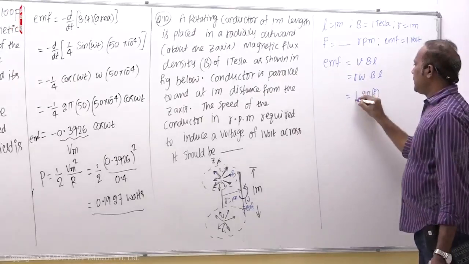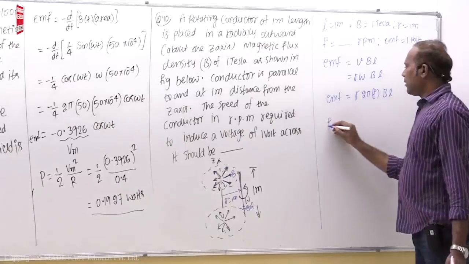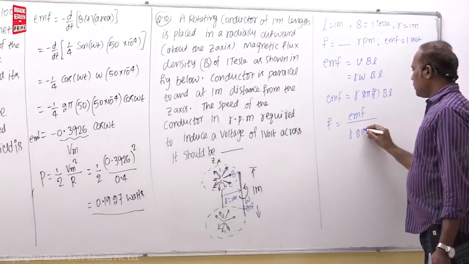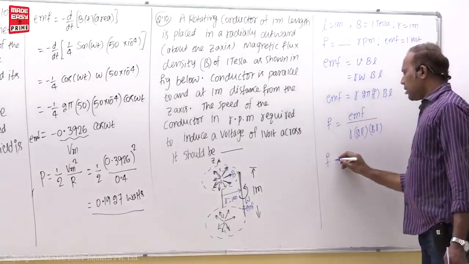Anyway, let us write this one. B into L, EMF is equal to r omega B L. We want F, so F is equal to EMF divided by r into 2 pi into B into L. Now substitute the quantities.